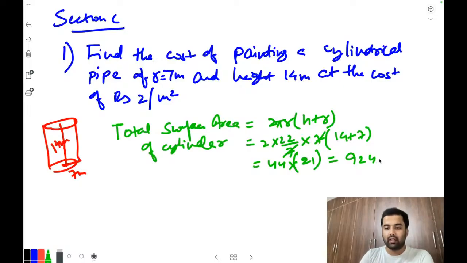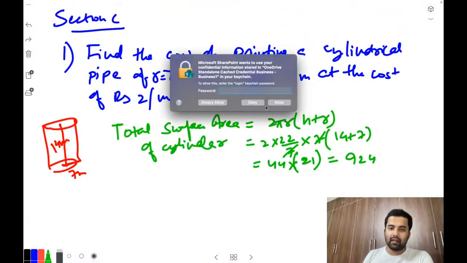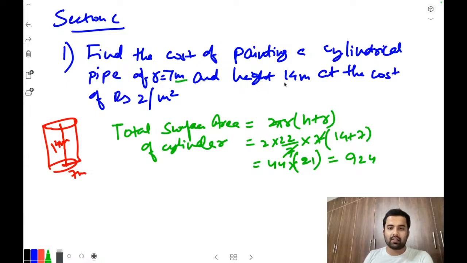924, right? But did you keep the unit also? Keep a unit also. We were having both in meter. See, check this, meter and meter. So both become meter square. Okay. And just mention again in the next line, total cost of painting.